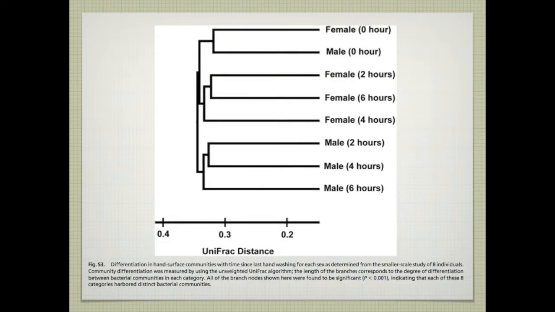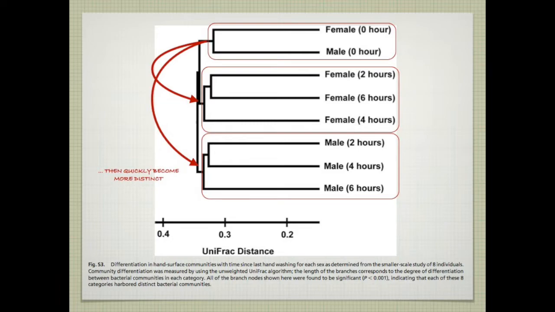This is really interesting. So this is male versus female and how long ago they washed their hands. Male and female hands are most similar right after they're washed. And then, within 2 hours, they separate out and become more similar based on gender rather than how long ago they washed their hands. So in other words, when you wash your hands, you homogenize them a little bit between sexes. And then pretty soon after that, they become more distinct.